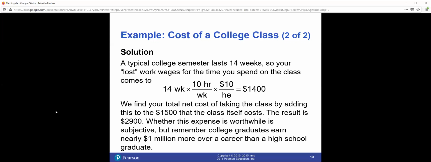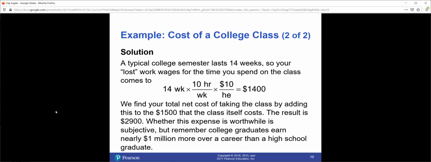So we find your total net cost of taking the class by adding this to the $1,500 that the class itself costs, resulting in a little less than $3,000. Is that worth it? Should I pay essentially $1,500 for the class and then $1,500 less income to get this? Well, in most cases, yes.